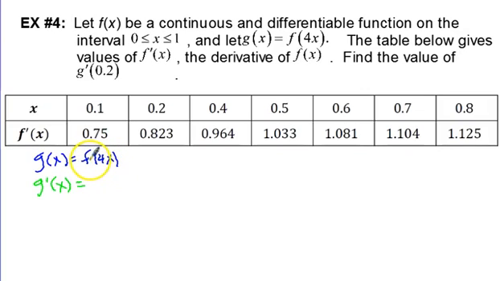So let's take the derivative of the outside function, and so that's going to be f prime of my inside function, which is 4x, and I will then, true to my chain rule, need to differentiate the inside function, and the derivative of 4x is just simply 4. So what is g prime of 0.2?